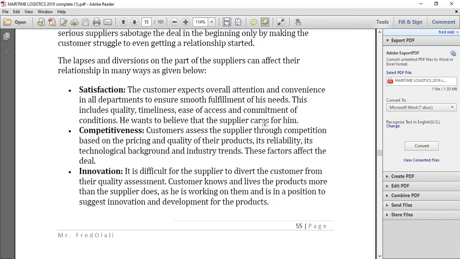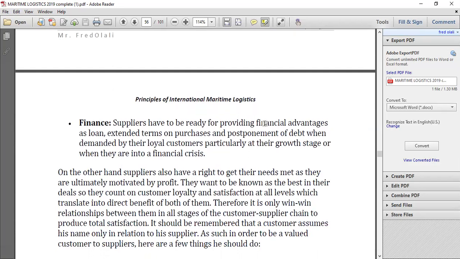But at a point, the end user is going to become the custodian of this particular product. He's going to live with it longer than you as a supplier do. In the end, if we assess how viable the product is, whoever tells the truth is not you, the supplier, but the customer. He knows and lives that product more than the supplier does. As he's working on it, he is in a position to suggest innovation and development for the product. Whatever they tell you, take it as right.